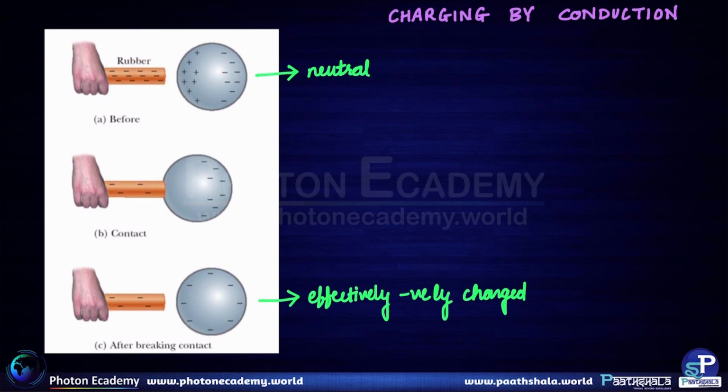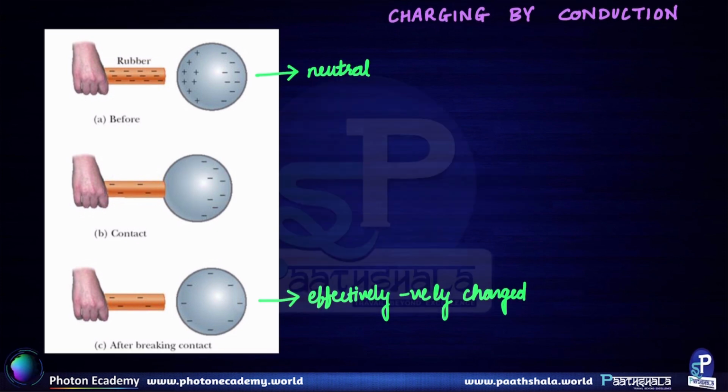So what does that imply? That implies that we were able to conduct electrons from the rubber onto the sphere. That means we transferred the electrons from the rubber and put them onto the sphere, effectively making the sphere negatively charged, and thus we charged the sphere by conduction.